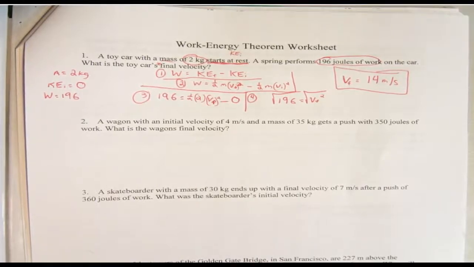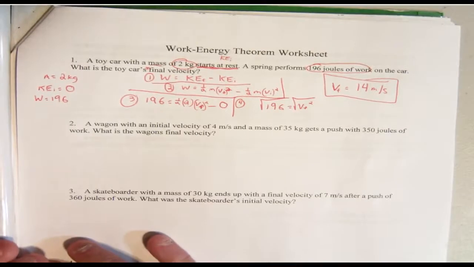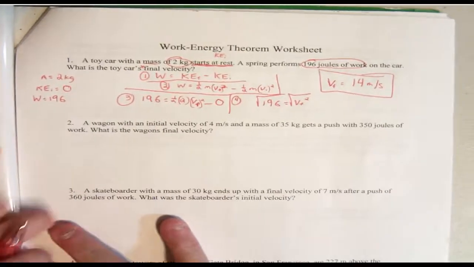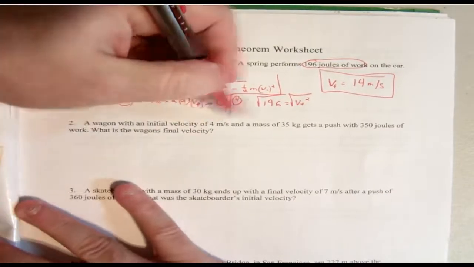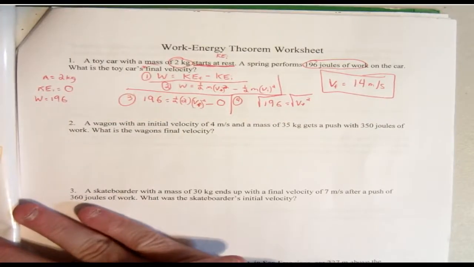Okay, let's go ahead and do number 2. We're on a roll. Let's set up number 2. So a wagon with initial velocity of this and a mass of this gets a push of this many joules. What is the wagon's final velocity?